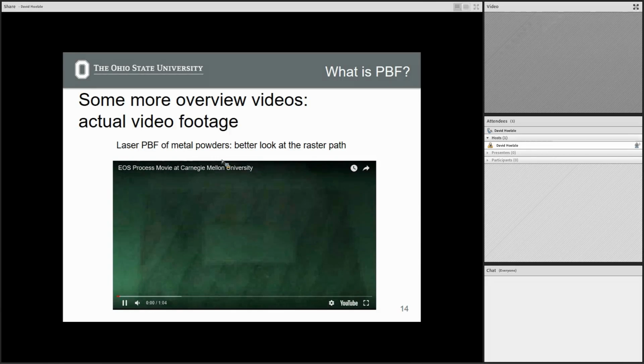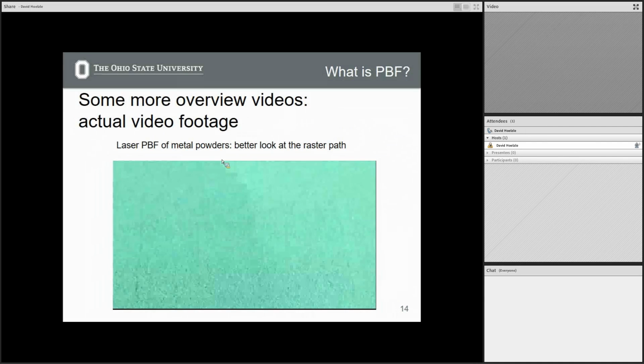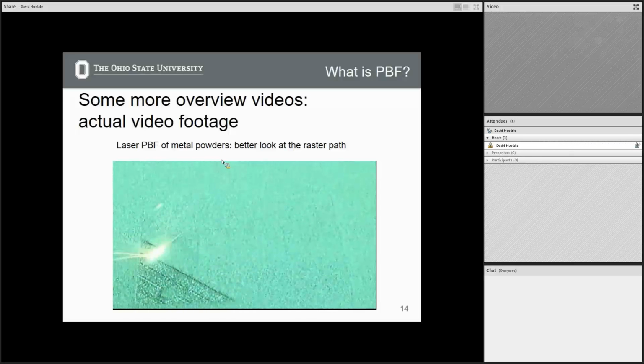This is a process at Carnegie Mellon. The reason why I like this video, it's obviously a little bit more poorly shot. It looks like someone's just holding up their cell phone camera. But this shows it at a slower speed, so you get a better sense of what's going on.